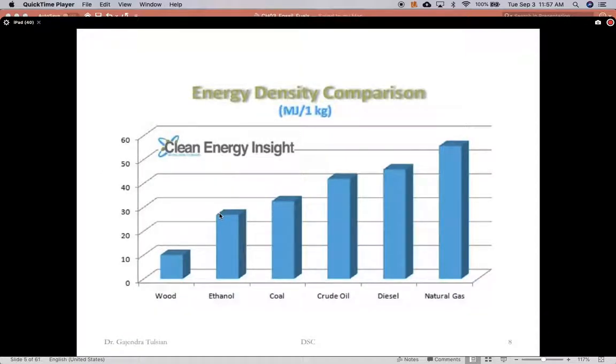Okay, so here's a nice graph. This shows you the energy density, million joules of energy obtained per kg. You burn wood, you get about 10 million joules of heat per kg. You burn ethanol, you get about 25 million joules. You burn coal, you get about 30 million joules. Crude oil has 40 million joules, diesel 45, natural gas 55 million joules. So now you see why we switched from wood to coal and oil.